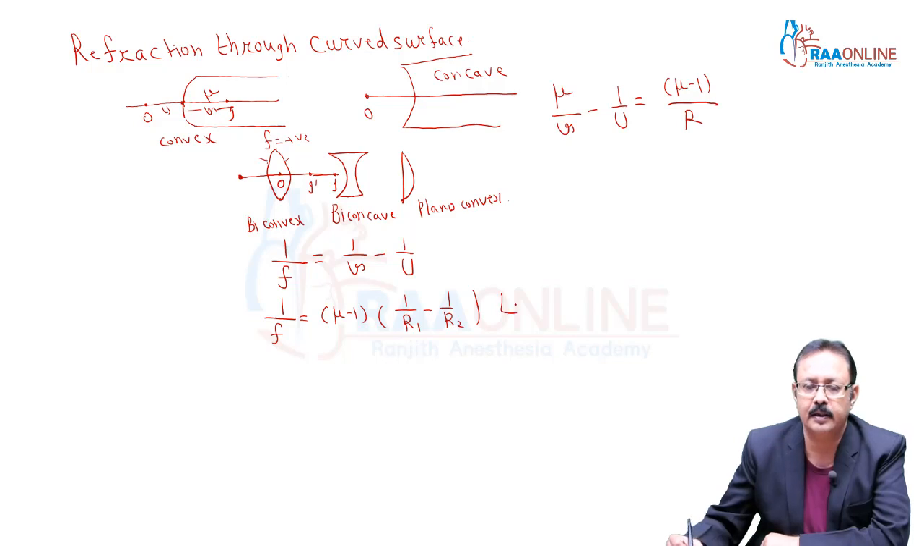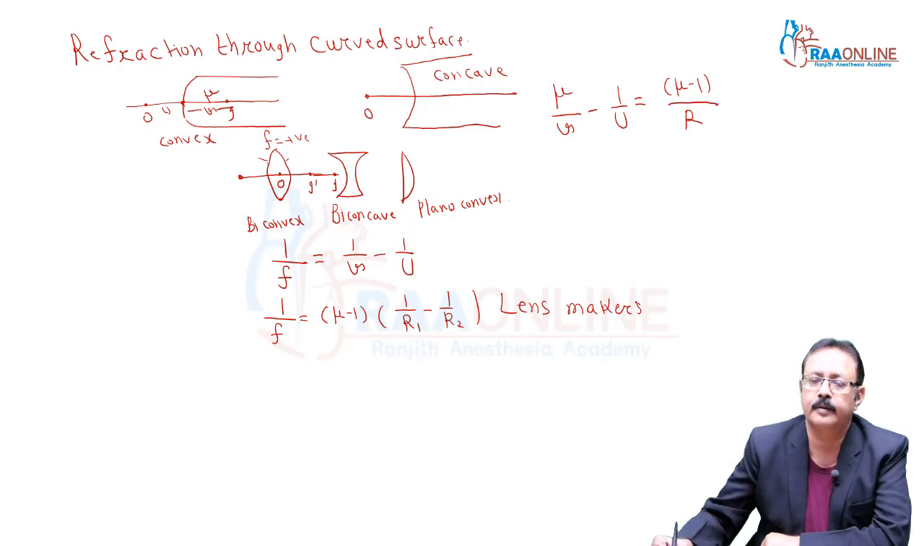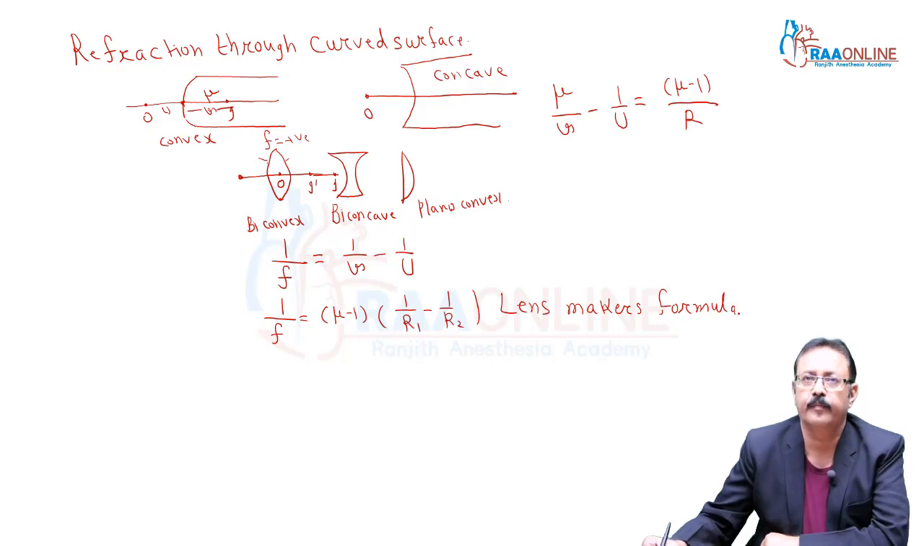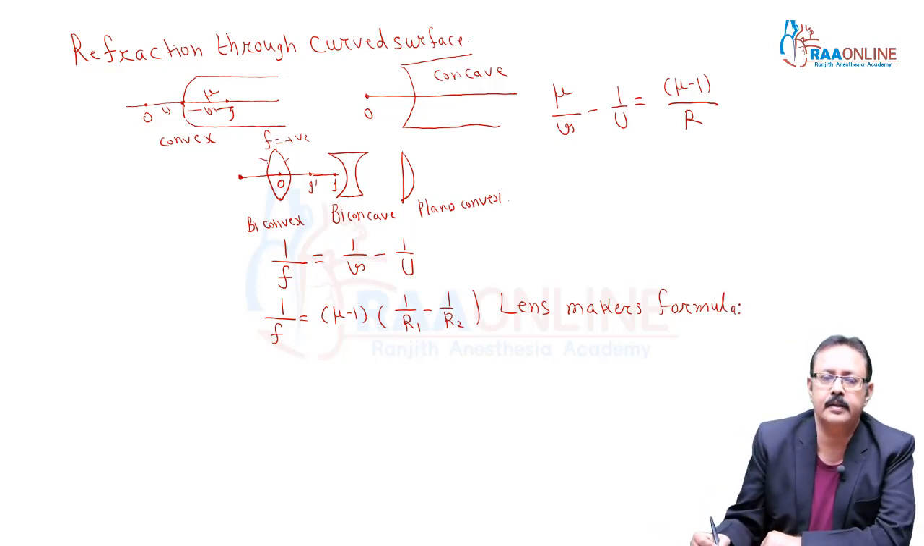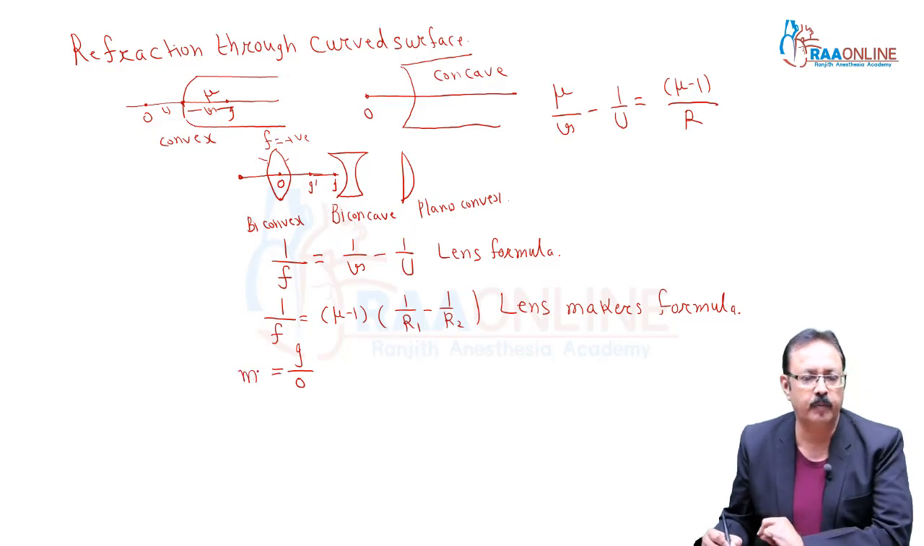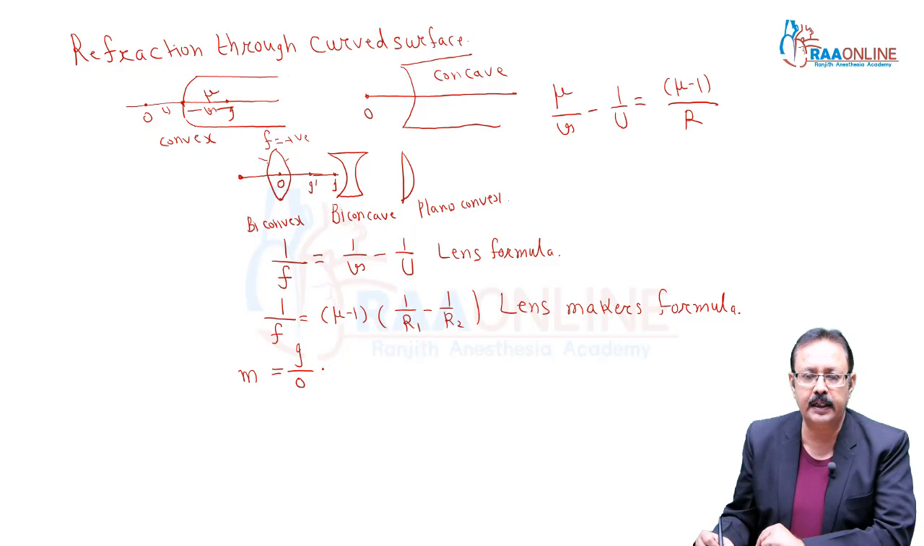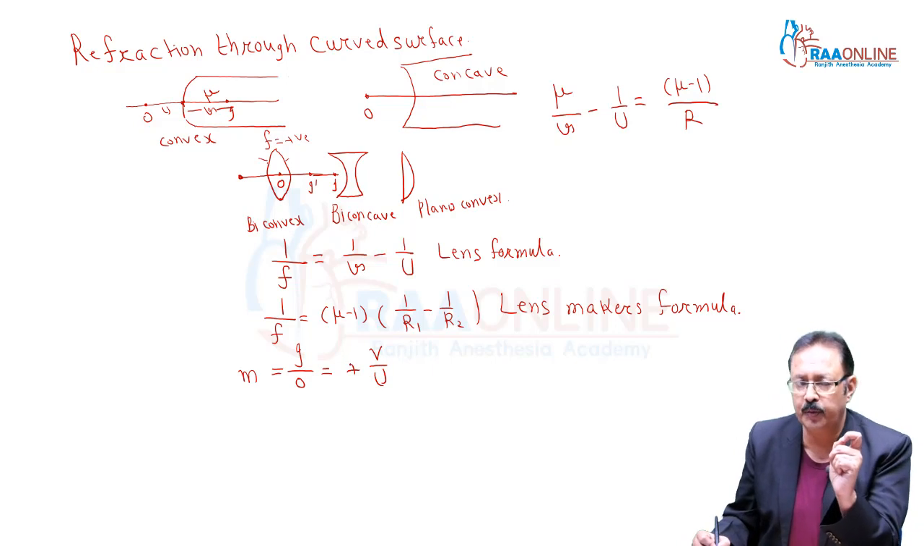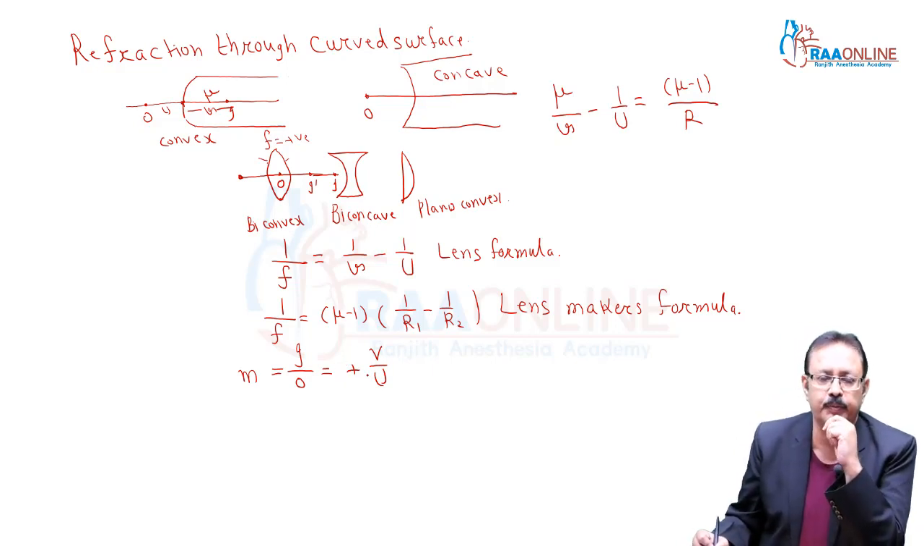And by this formula, you can make a lens of desired focal length. So it is known as the lens maker's formula. And it is the lens formula, just like the mirror formula. And the ratio of image size and object size is again magnifying power or magnification. In a lens, it is given by plus V upon U. In a mirror, it was minus V upon U. In a lens, it is plus V upon U.